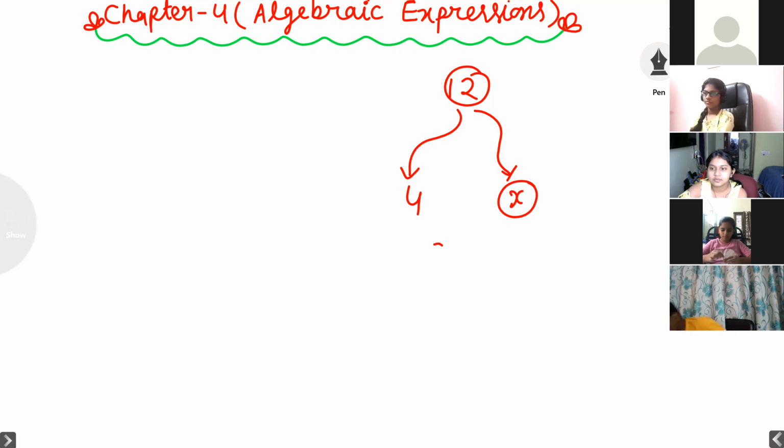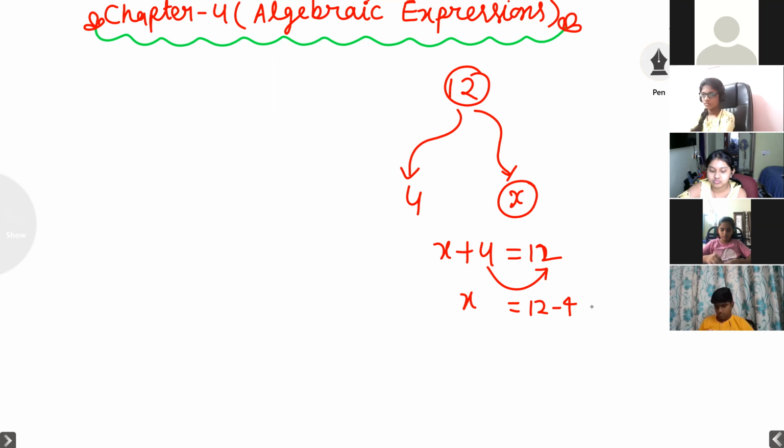I can make one equation: x plus 4 is equal to 12. Plus quantity becomes minus, x is equal to 12 minus 4, is equal to 6. Means with the help of algebra, we got the value of the second number.